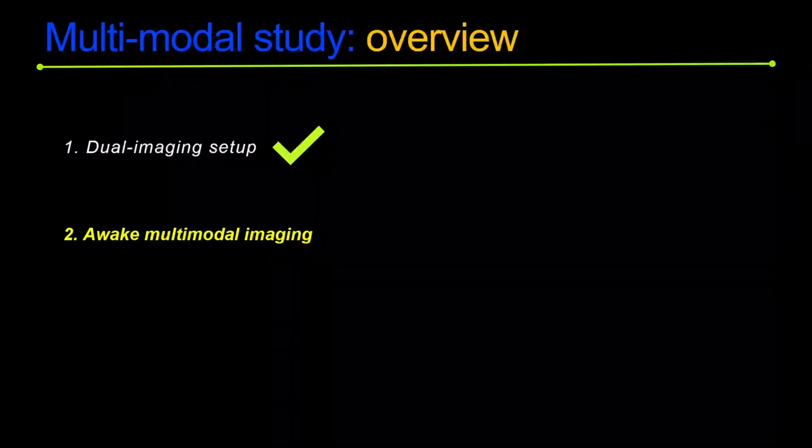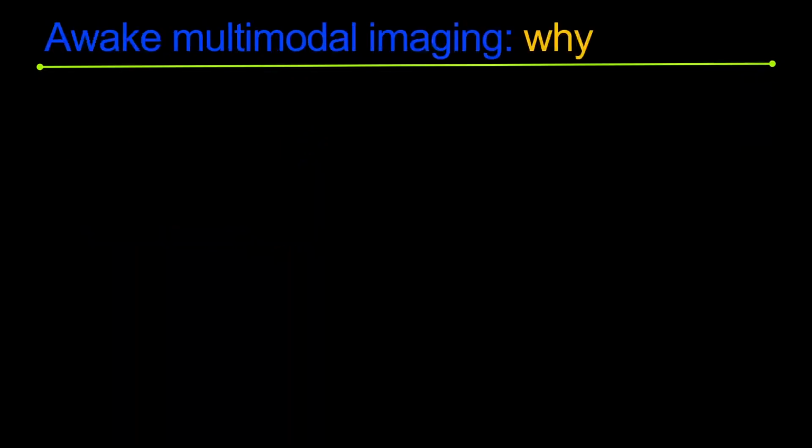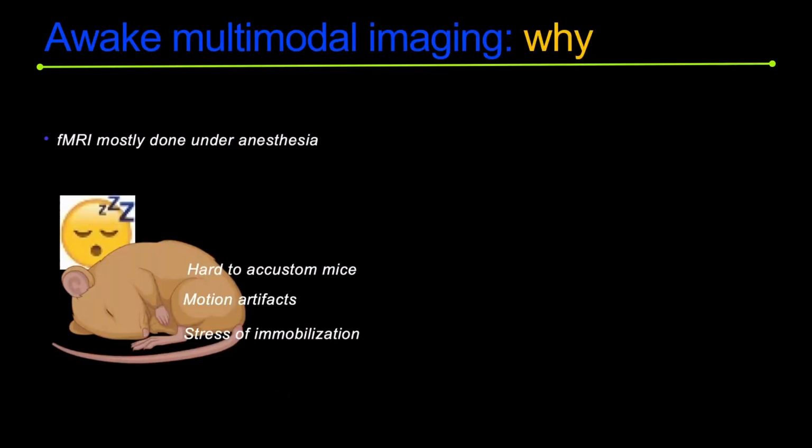Now, awake imaging. So why do we want to do awake imaging in the animals? Most preclinical fMRI in rodents is done under anesthesia. And that's, of course, because it's really hard to convince the animals to be still in the scanner. Motion and stress are two major components that we want to avoid in imaging animals. So that's why we image them while they're sleeping.